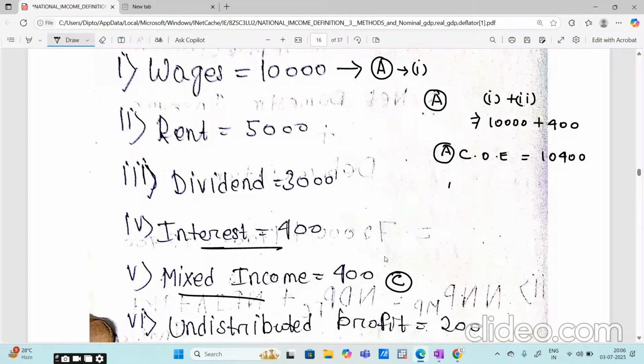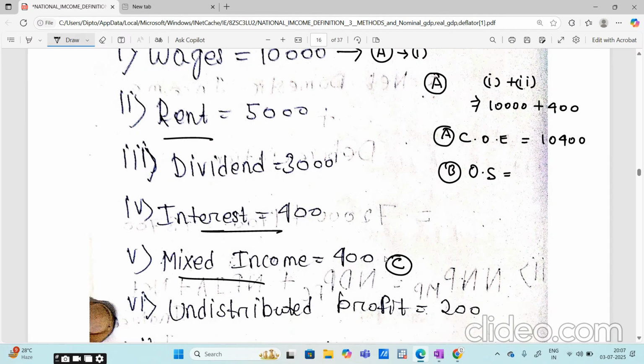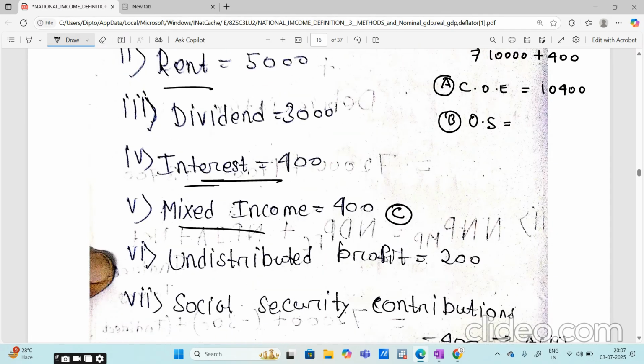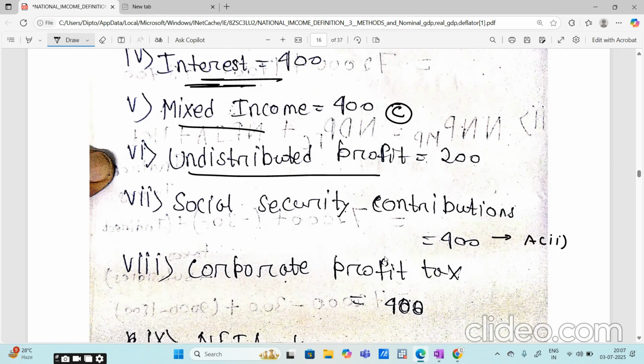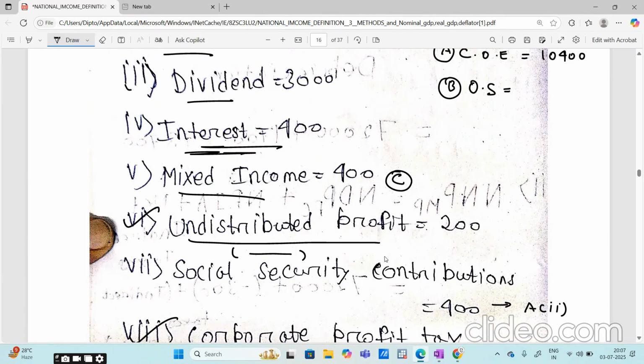Similarly for part B, that is operating surplus. How to calculate operating surplus? It is nothing but rent plus interest, which is given here, and lastly profit. Well, you cannot see profit here, but the parts of profit are given: dividend, undistributed profit, which is corporate saving, and corporate profit tax. So if I add corporate profit tax, undistributed profit, and dividend, I will get the entire profit part.